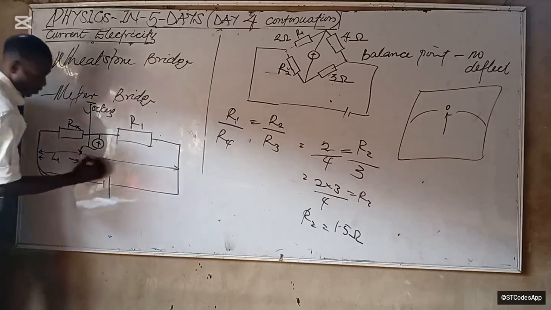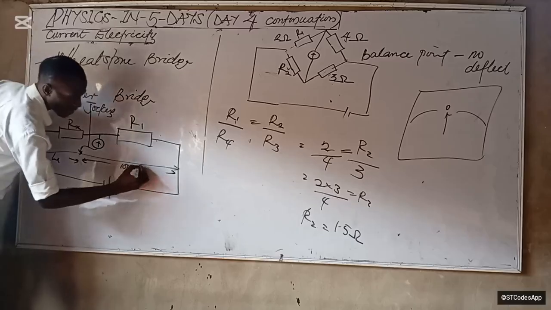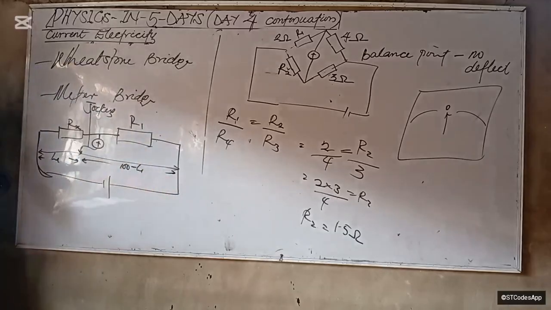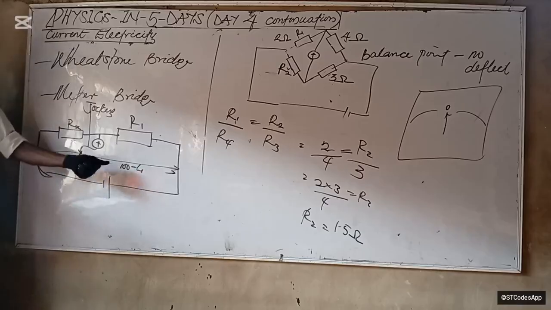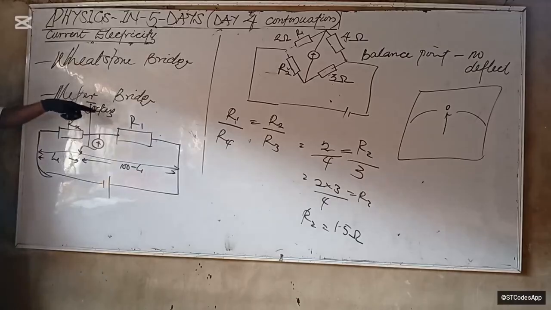Then this point here, you will not be given the second length. What will it be? 100 minus. Does that make sense now? We can call it L2 too. But it's actually 100 minus L1 because it's always 100 meter long, the Constantan wire. That's why we call it a meter bridge.